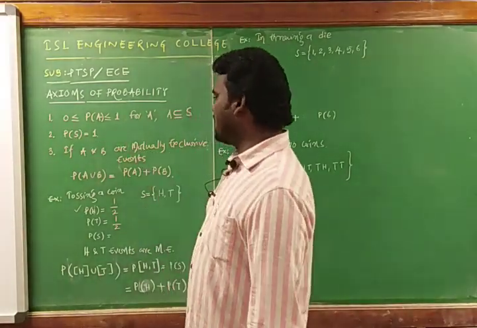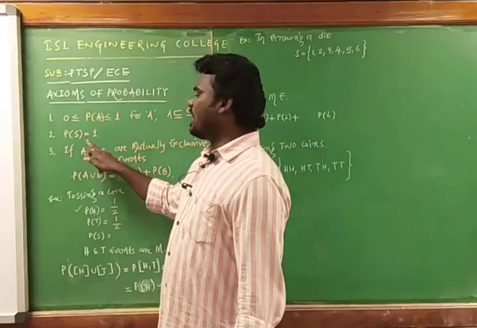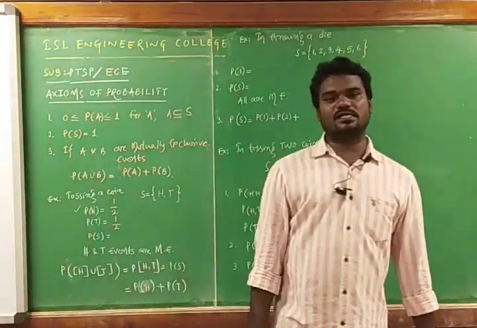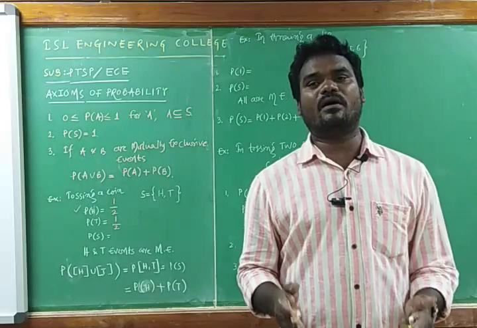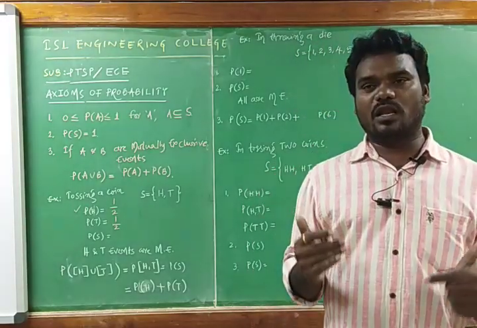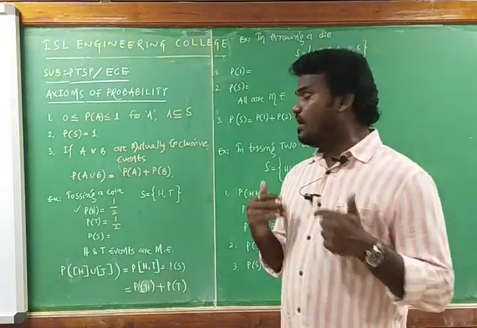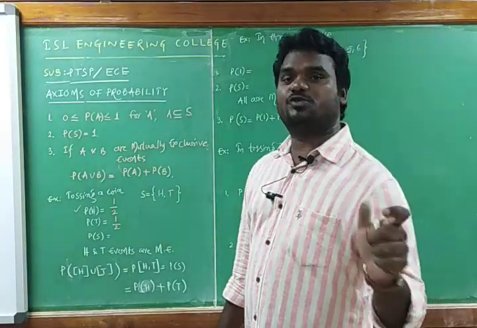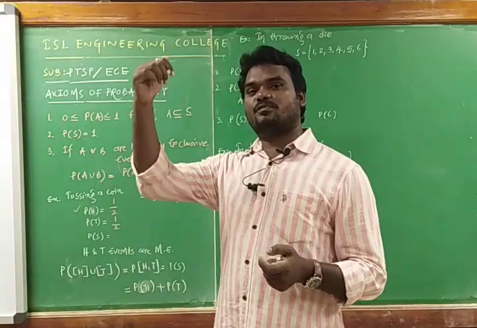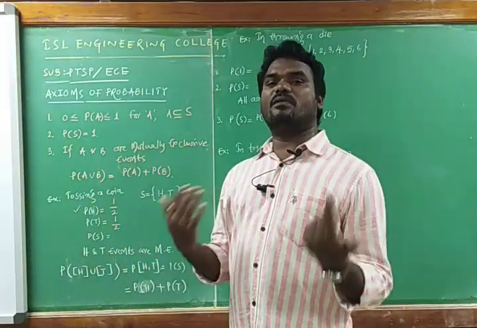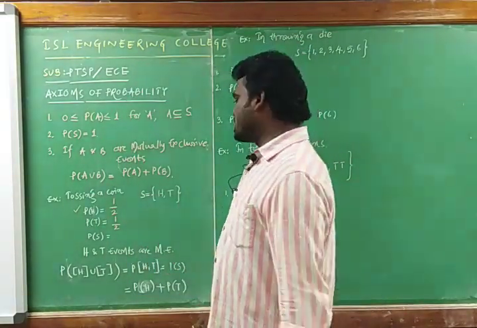And coming to the second condition, the probability of the sample space. Sample space is nothing but what? The total number of possible outcomes of an experiment. If we perform one experiment, the total number of possible outcomes is called the sample space.